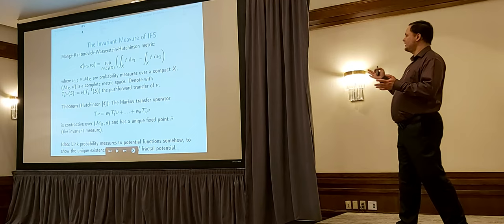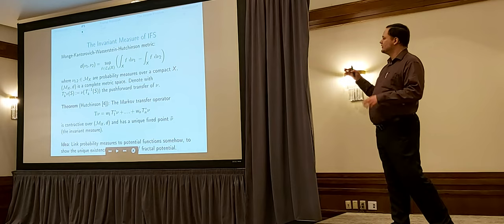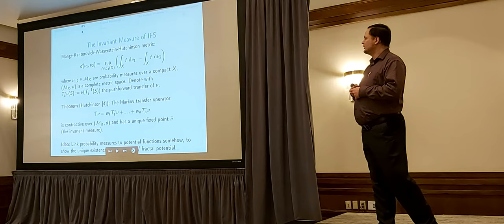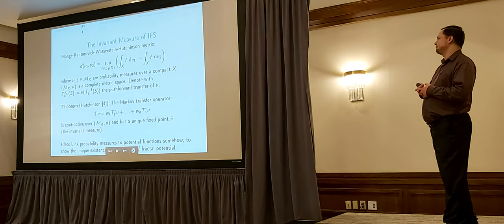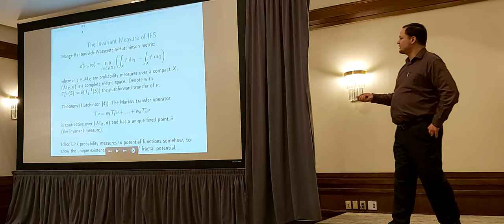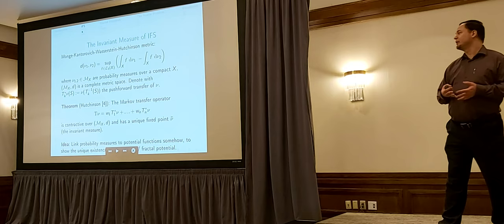If we denote this operator, T_k star, as the action of taking mu of T_k inverse of S, then if we combine such maps in a weighted way, where we can call w_1 to w_n weights or probabilities, but certainly a convex combination of these actions, this combined Markov transfer operator is going to be contractive over this complete metric space. By Banach's fixed point theorem, it has a unique fixed point, the invariant measure.